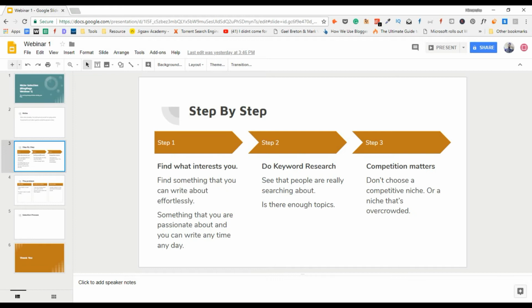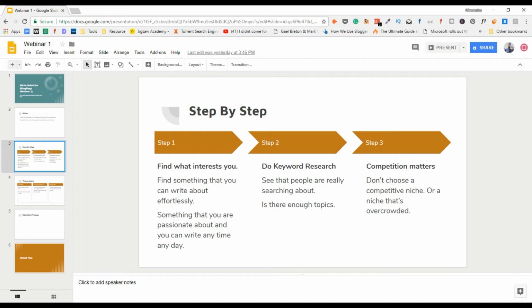Of course, niche selection is a very step by step process. I need to make it clear first. If you are starting a blog, there are two main steps you'll follow. Either you will write your own content, or you'll outsource. If you're outsourcing, this step one is not valid for you.